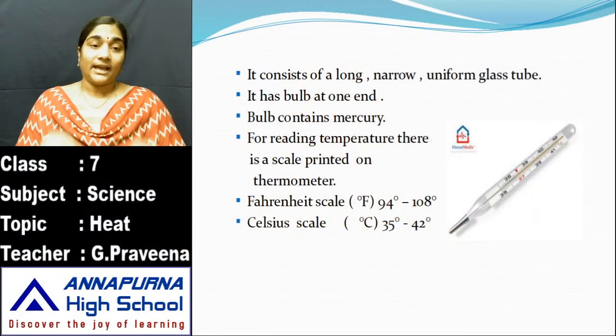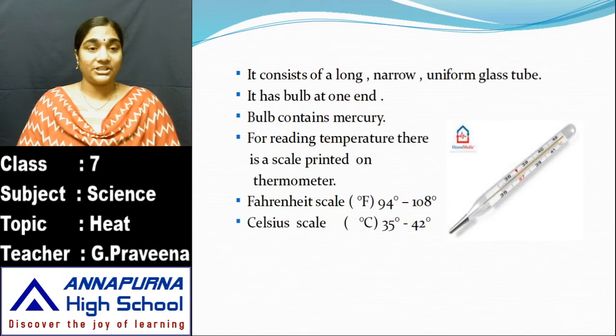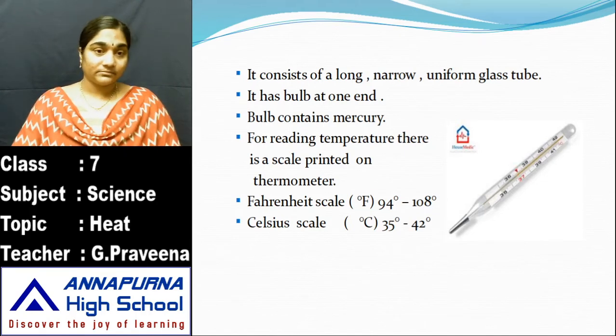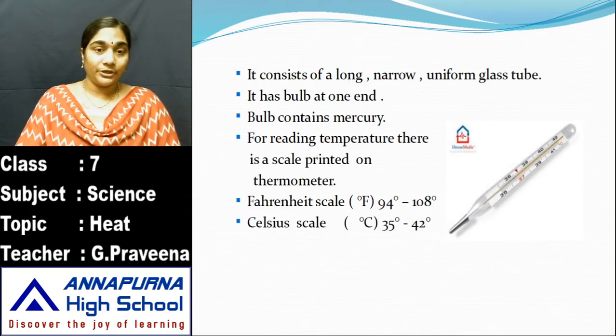For reading temperature, there is a scale printed over the thermometer. There are 2 scales, known as the Fahrenheit scale and the Celsius scale. The most commonly used scale is the Celsius scale. We just go with the Celsius scale. The thermometer consists of a long uniform glass tube with a bulb at one end containing mercury. When you keep this bulb in contact with your body, the mercury starts expanding so that you can read the temperature.